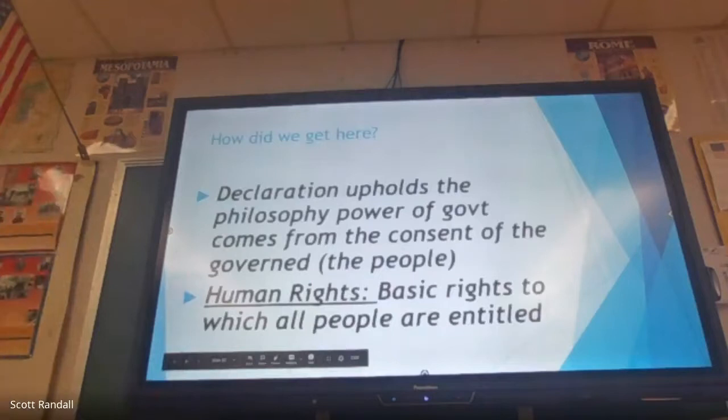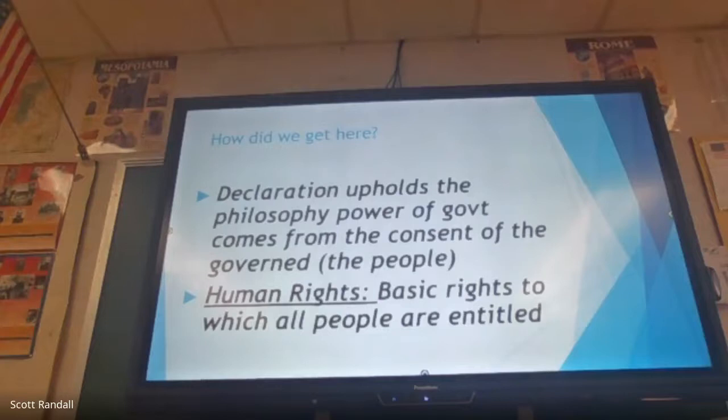Now, the Declaration of Independence is not just a document that states we want to be independent from Great Britain, but it also holds up the philosophy that consent to be governed comes not from above, from the top down, but from the bottom up. It comes from the people, right? And this is the concept of human rights, the idea of life, liberty, pursuit of happiness.